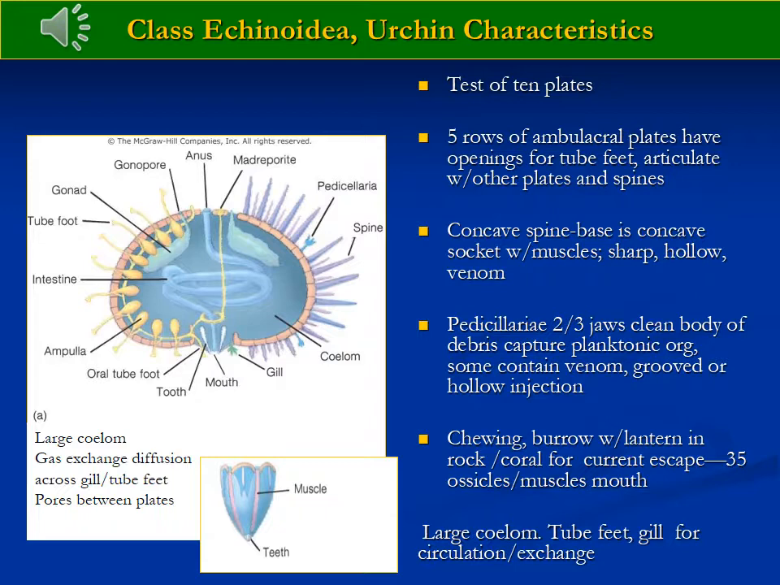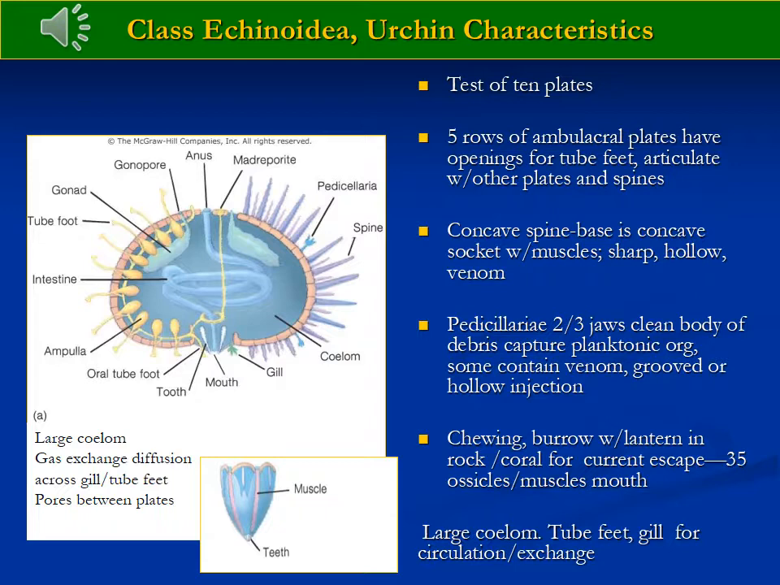Now, they have spines. The urchins have spines, and these spines may fit into sort of a socket, and they might be mobile. Well, they are mobile. And some of these are hollowed out, and some of these are venomous. And some people who've stepped on these things experience quite a bit of pain and swelling associated with the puncture wound caused by these spines. They have pedicellaria, and the pedicellaria helps them keep debris off of different regions of the animal.